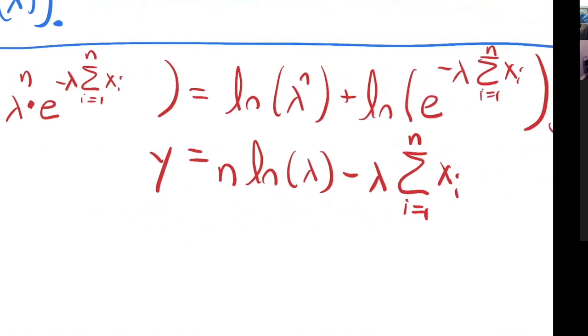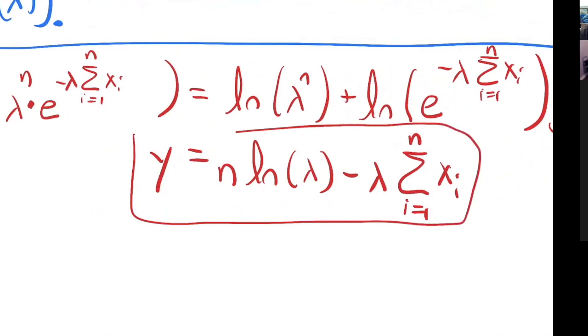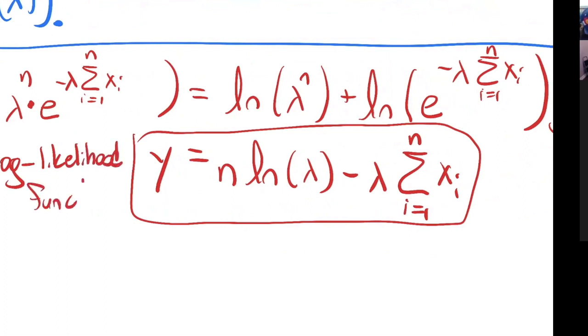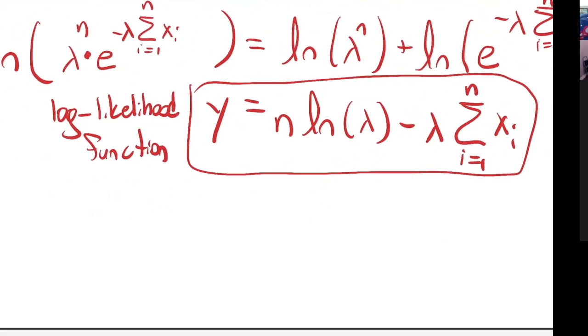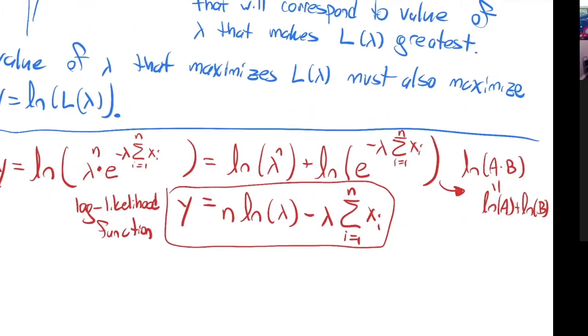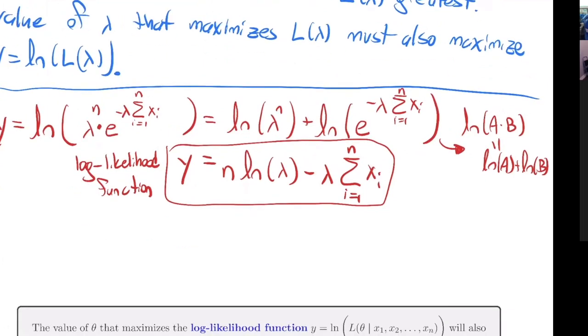So we haven't done any calculus, right? This is just telling us this is the log likelihood function. By the comments that we had above, the natural log is an increasing function. So if I can make the natural log of the likelihood function greatest, that's also going to optimize the likelihood function. So here's my log likelihood function.